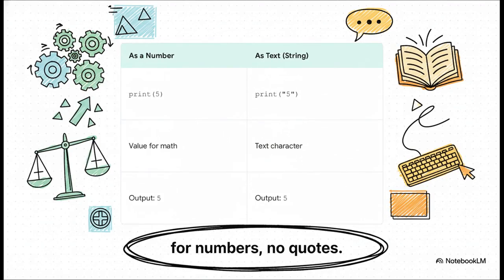Okay, now this next part is super important, so lean in for a sec. When we type print 5, Python sees a number, a value it can add, subtract, do math with. But if we put that same 5 inside quotation marks, Python sees it completely differently. It sees it as just a character, like the letter A or a question mark. Now, I know what you're thinking. They both look the same when they print out. But trust me, this difference is a huge deal later. So the big rule to remember? For actual numbers, no quotes, ever.